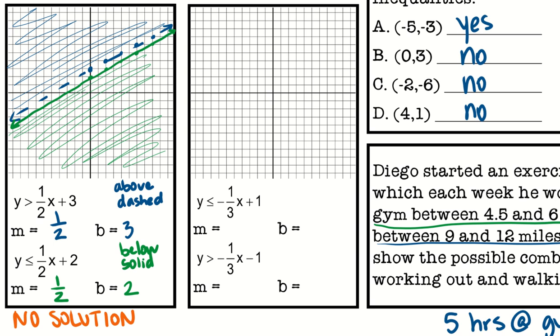All right, we've got one more. Y is less than or equal to -1/3 x plus 1. So my slope is -1/3. My y-intercept is 1. Less than or equal to, so I'm going to shade below. And we need a solid line since it's equal to. So we're going to start at 1 on the y-axis. Our slope is down 1, right 3. We want a solid line between these points. And then we're going to shade below.